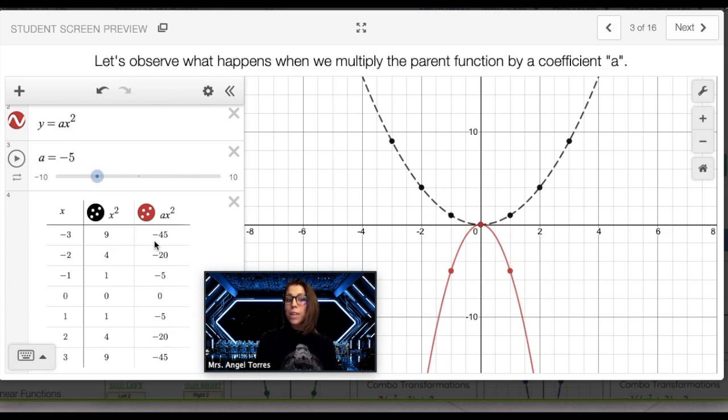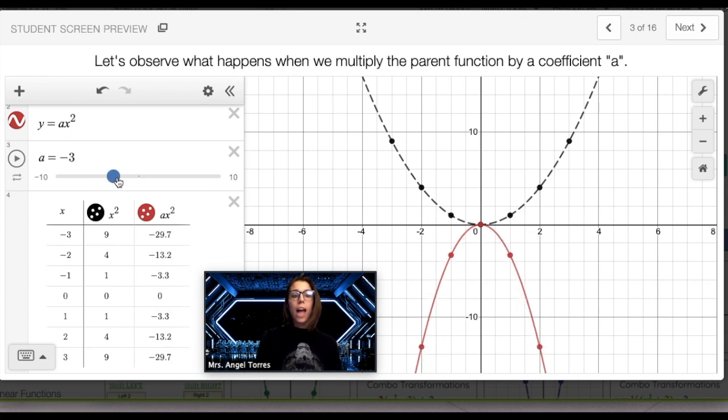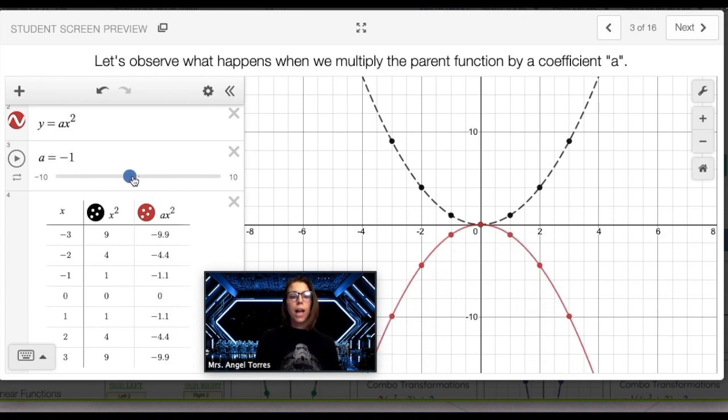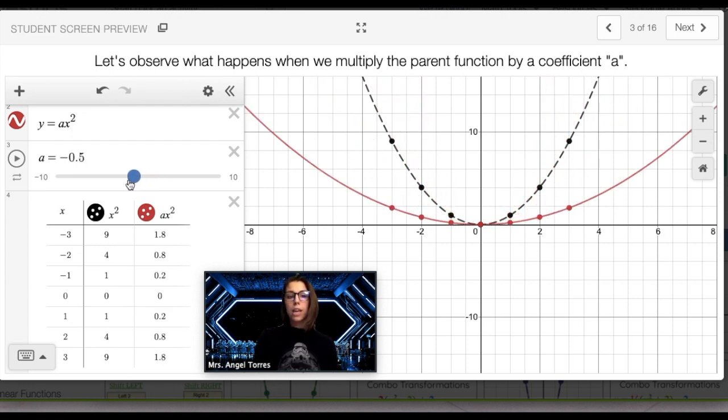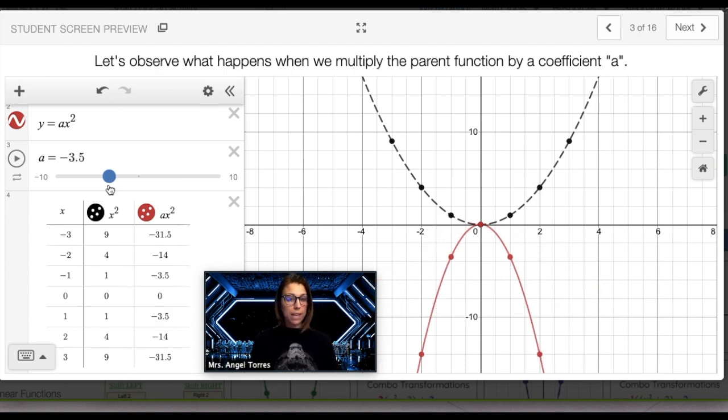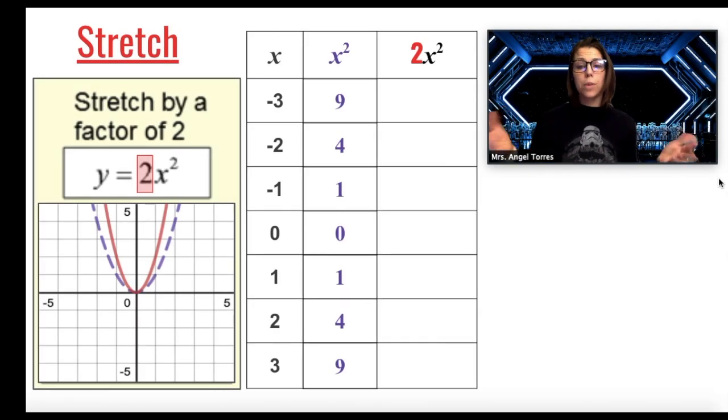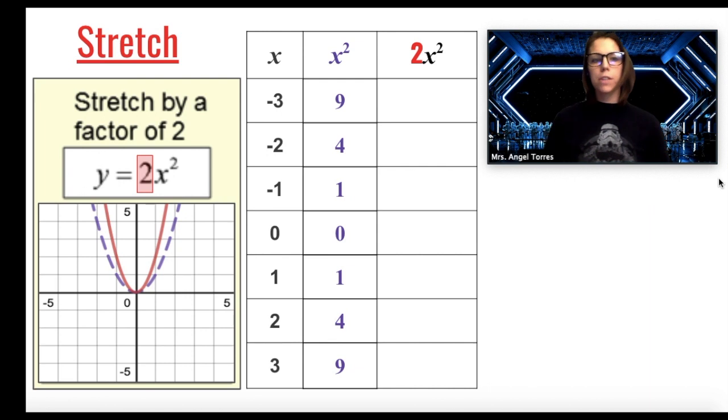So now not only is this a reflection, but it's also a stretch because I'm multiplying by 5, essentially, -5. Or I could do a shrink by multiplying by a value between 0 and 1, or in this case, 0 and -1. So again, the three transformations that we'll be exploring are the stretch, the shrink, and the reflection.